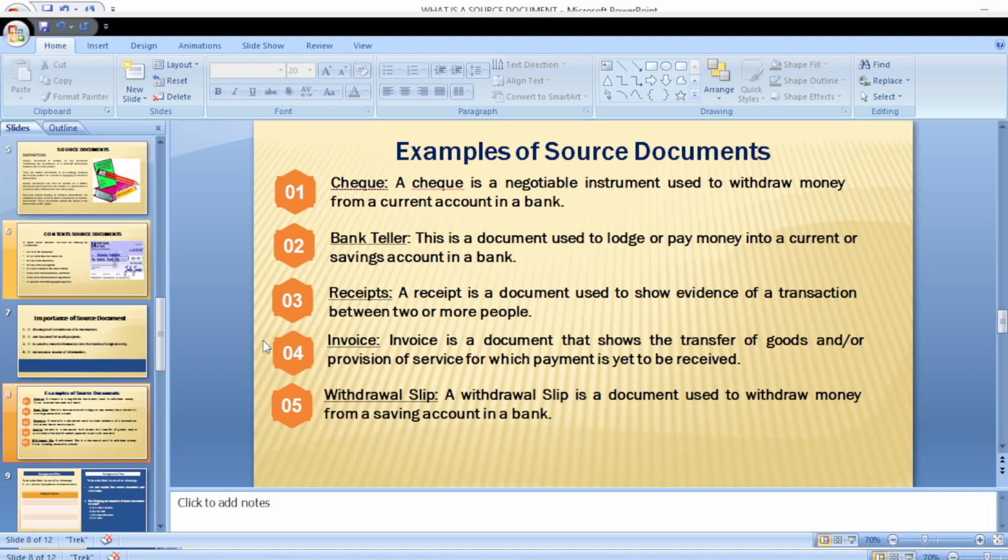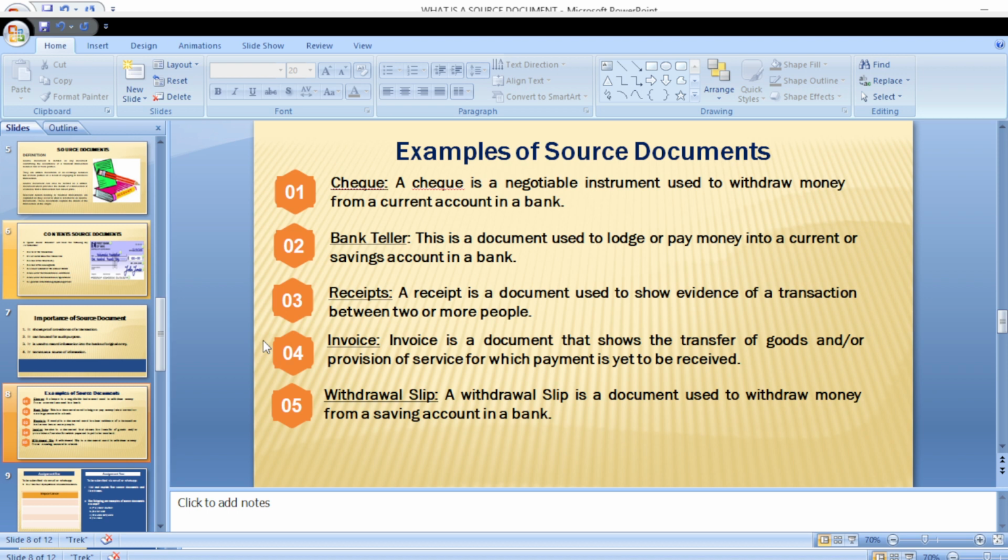Now, the invoice is a document that shows transfer of goods and or provision of service for which payment is yet to be made. So the invoice serves as a document where the purchaser or the organization inputs the amount for which they want to sell a product or provide a service, and for which the buyer will determine whether or not he wants to make the purchase, or whether or not he wants to pay for those goods or services that are being rendered by the organization.